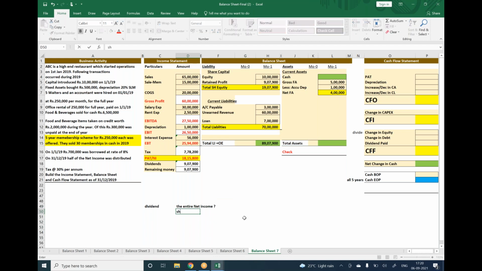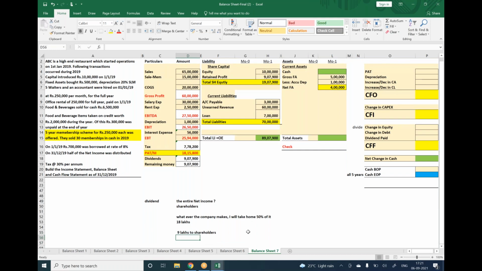Shareholders. But shareholders are nice. They're telling me I will not take the entire thing. Whatever the company makes, I will take home 50% of it. That is what the understanding is. So that day company made around 18 lakhs. So that means 9 lakhs should be distributed to the shareholders. And the distribution is nothing but the term called dividends. So dividend is 9 lakhs paid to the shareholders.